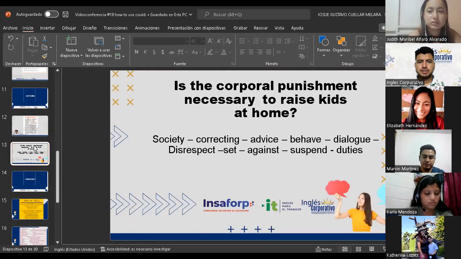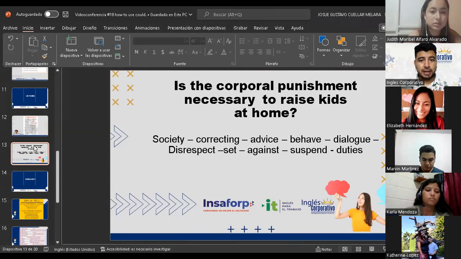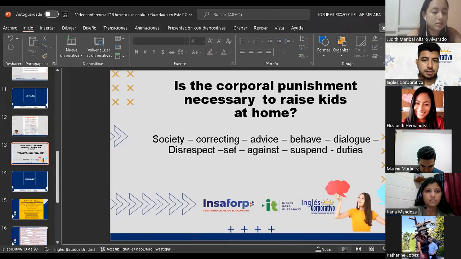28 minutes and we finish. 28 minutos y terminamos. Is corporal punishment necessary to raise kids at home? ¿Es necesario el castigo corporal para criar a los niños en casa? Cuando decimos raise, es este raise, significa criar, ¿verdad? Cuidarlos, darle seguimiento, estar pendiente de ellos, corregirlos.